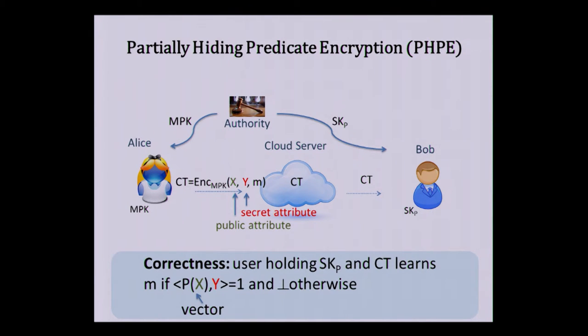But the correctness is that the user holding a secret key with respect to a predicate p and the ciphertext learns the message m if the inner product of the predicate p applied on the public part x together with y is equal to 1, and nothing otherwise. In other words, you can apply the predicate p only on the public part of the attribute, and you can only take the result and put an inner product with that with respect to the secret y.